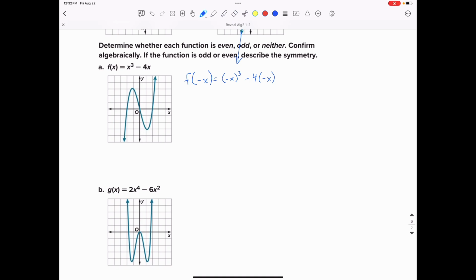So when I take negative x to the third power, that is just negative x to the third. Negative 4 times negative x is positive 4x. So notice that the signs are different from the original function. It's a negative x to the third power, and in the original function it was positive x to the third power. And in the new function I've got positive 4x, and in the original function it was a negative 4x. So since all of the signs are different, I'll just write that in there, all signs different, this is going to have origin symmetry, which means it is an odd function.